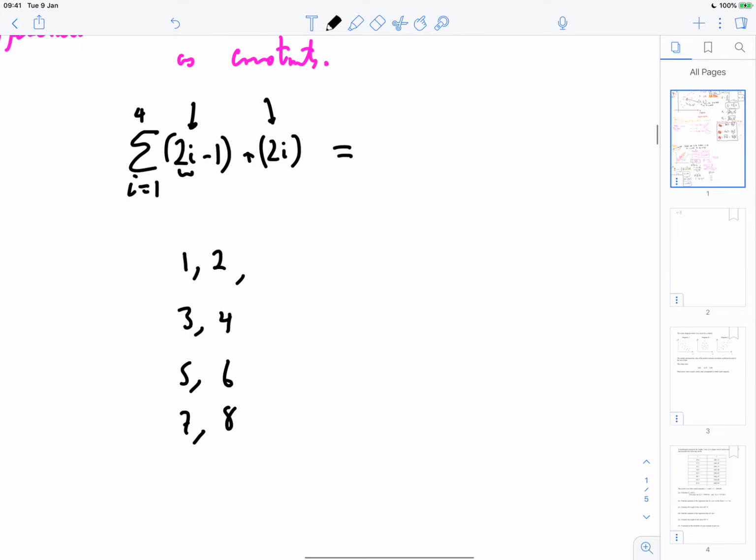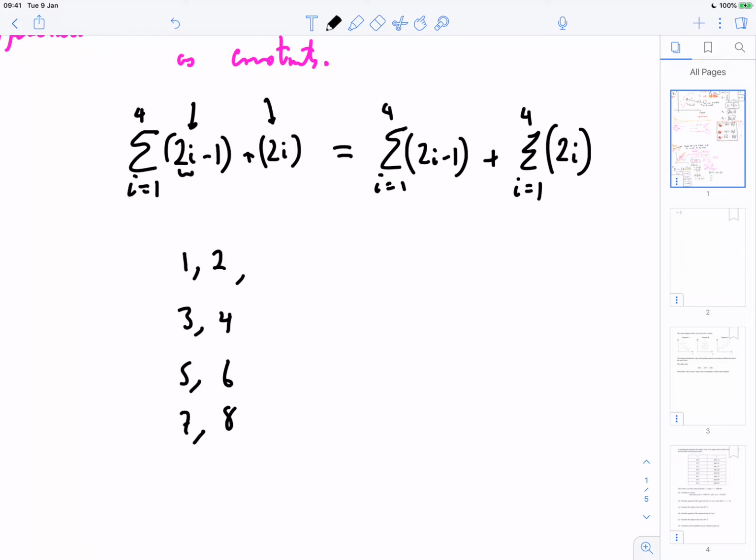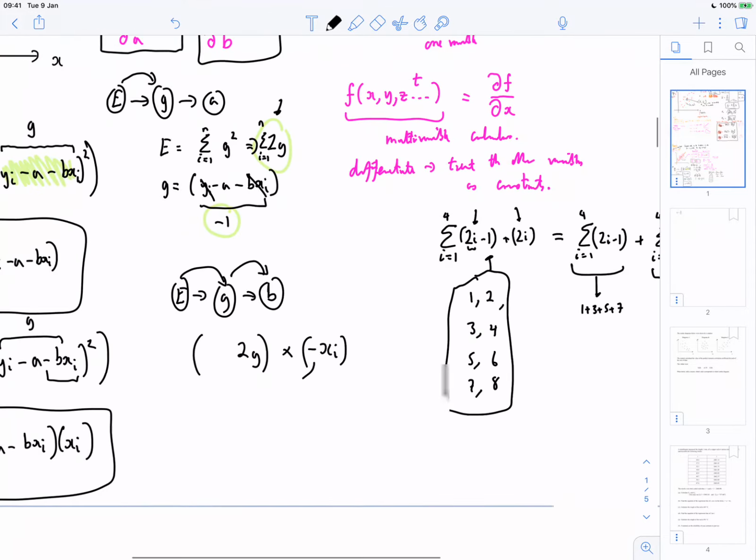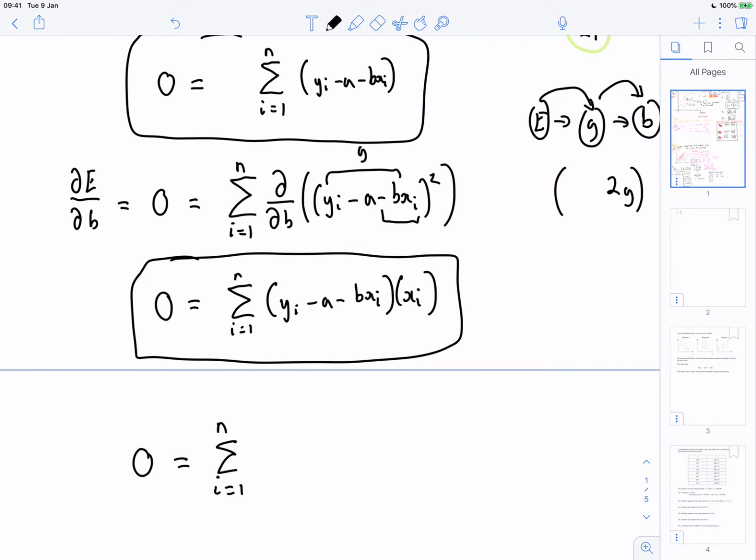Now clearly, the sum of all those eight numbers would be the same as the sum from 1 up to 4 of all the odd numbers, 2i minus 1, plus the sum from 1 to 4 of all the even numbers. It shouldn't matter how I sum up all of these things as long as I sum them all together. So 1 to 8 is essentially written by this sum here. This sum is all the odd numbers, 1 plus 3 plus 5 plus 7, and this sum is all the even numbers, 2 plus 4 plus 6 plus 8. Their sums are going to be the same, all the numbers from 1 to 8. Why am I saying this? Because I'm now going to attempt to break this up.